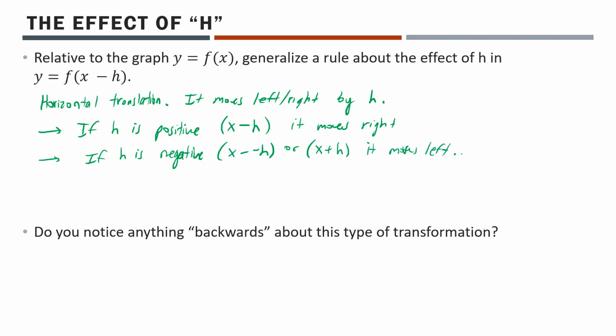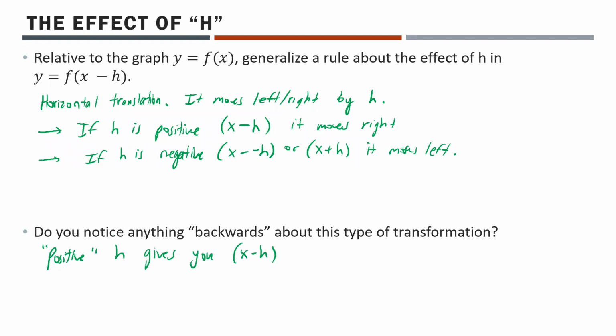My printing here is terrible. I'm trying to be quick. So do you notice anything backwards about this type of transformation? I would say that if you have a quote unquote positive h, that's actually truly an x minus h, and it moves it therefore to the right. So a positive h is actually giving you x minus h, and that's a movement to the right. So it is a little bit weird. It's a little backwards. Most people feel that way.